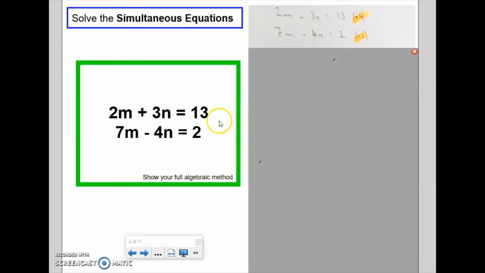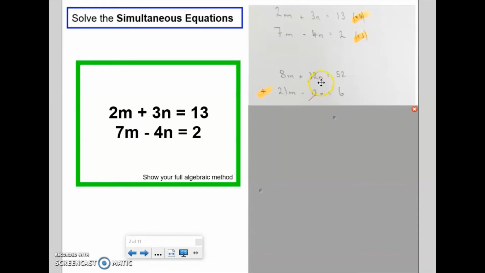And in order to manipulate this question, I'm going to multiply both lines of my simultaneous equation. If I multiply my top line by 4 and my bottom line by 3, I've manipulated my question to look like that. So I now have an equal coefficient in front of the n here and in front of the n here. 12n and 12n.